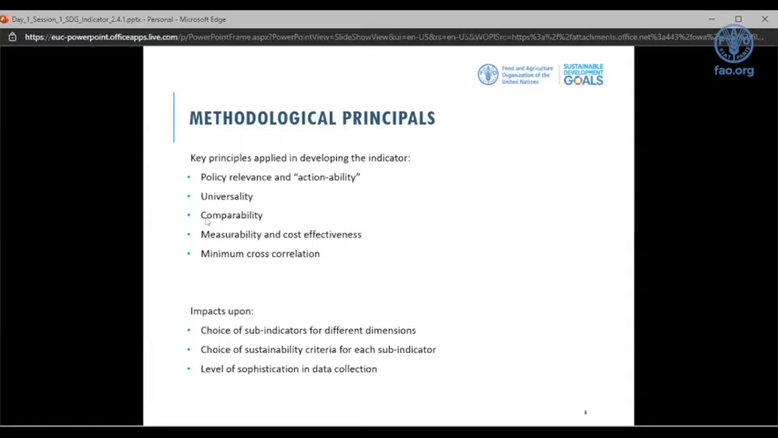Measurability and cost effectiveness were very high in our mind as we were trying to find the right balance between an ideal indicator from a subject matter perspective and one that can be measured consistently with a reasonable cost over time. The affordability of the indicator in terms of data collection and reporting at a country level was our top priority.